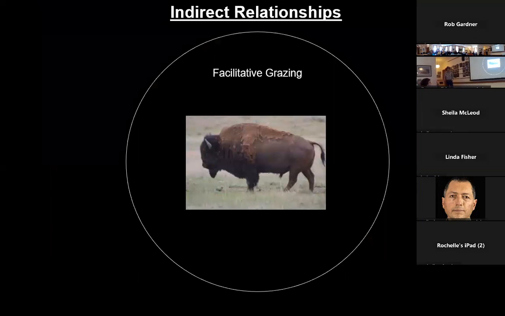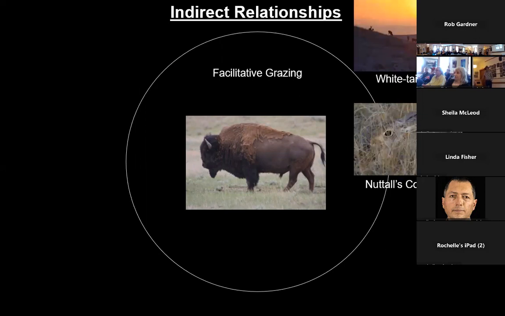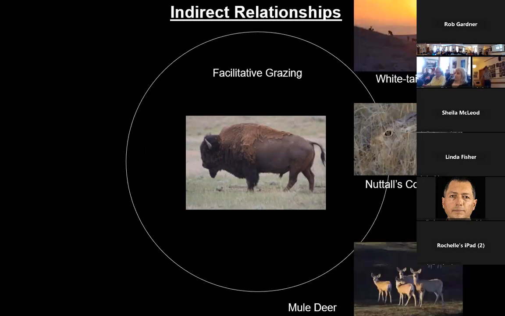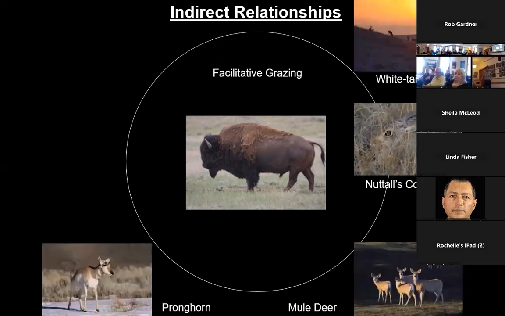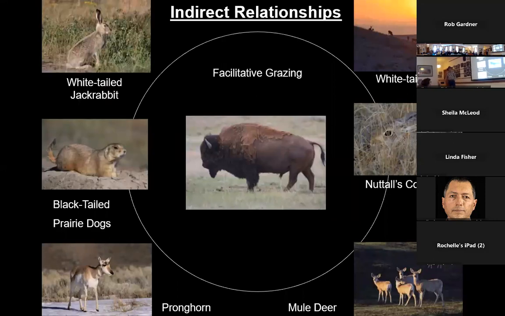Some of the indirect relationships: facilitative grazing, and that's that patch grazing that I referred to earlier. It's a term that simply means that bison facilitate the ability of other herbivores to graze on the landscape. They create better conditions than what were there before. And it's good for, you can just pick through these, your white-tailed deer, Nuttall's cottontail, mule deer, the pronghorn antelope, black-tailed prairie dog, which we'll get into a lot more.